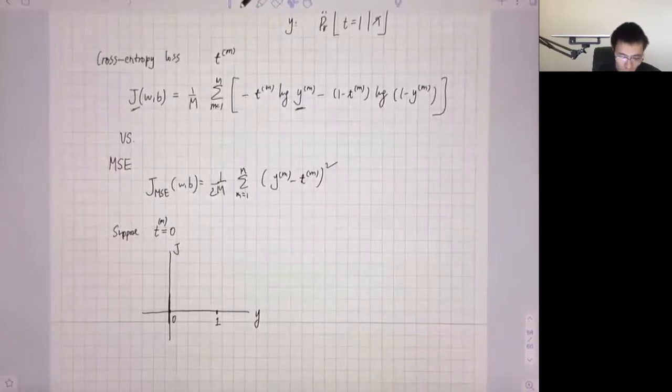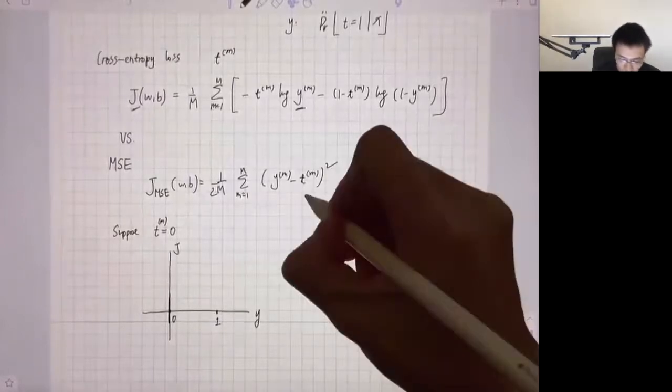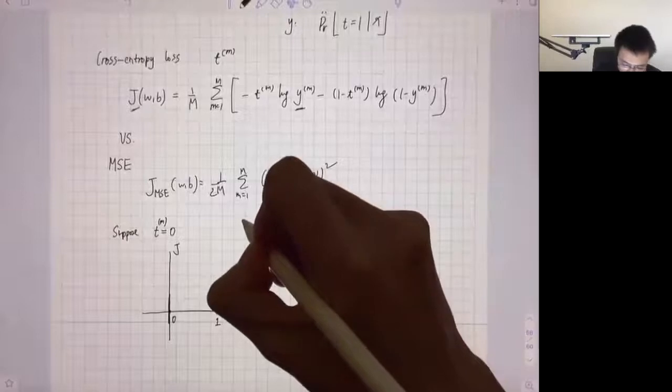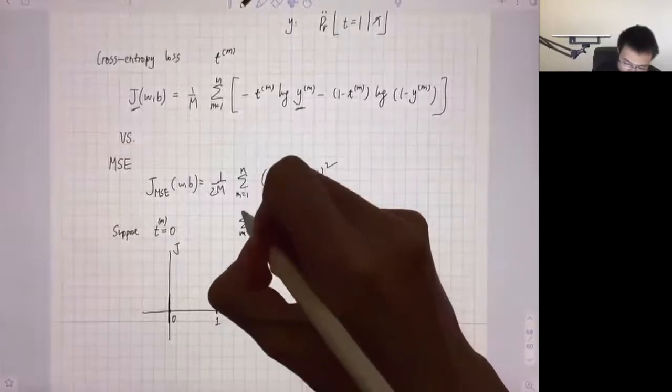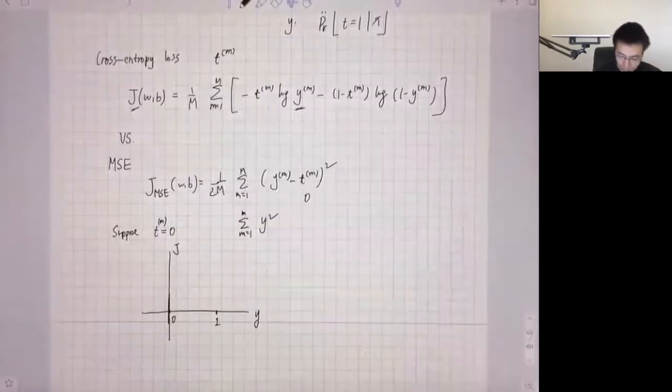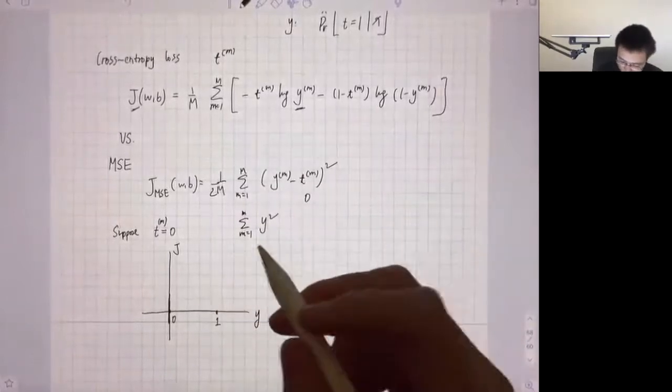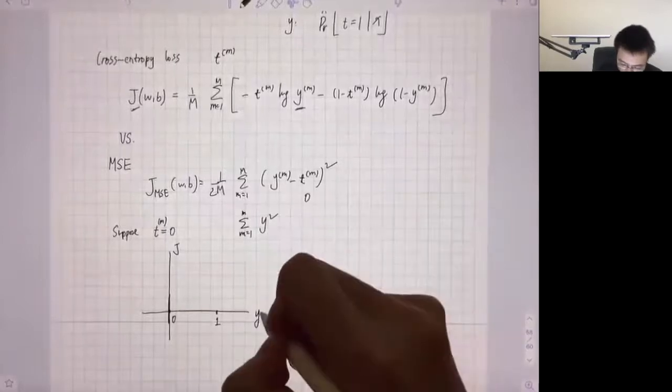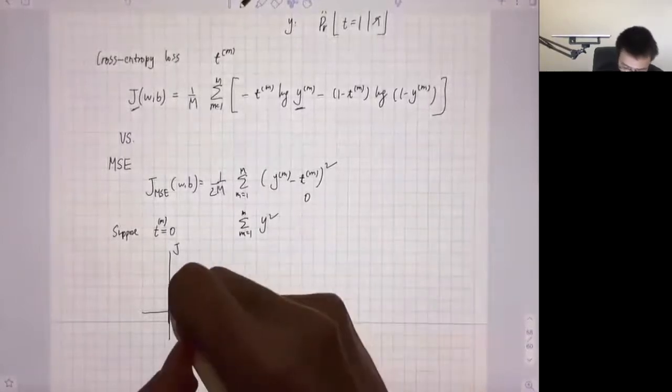So the output must be within the range of 0 and 1. What is the loss for mean square error? This time the target becomes 0, so it's basically Y squared, for some data sample m. Let's consider one particular m, then it's just this.